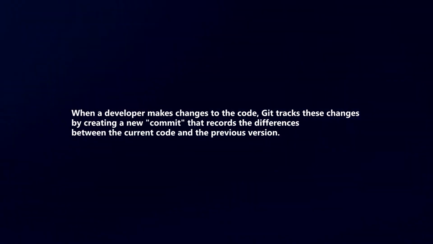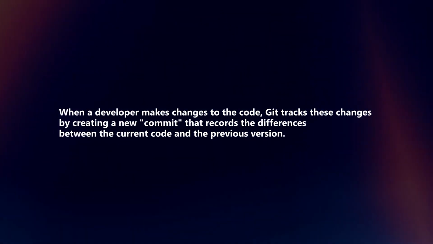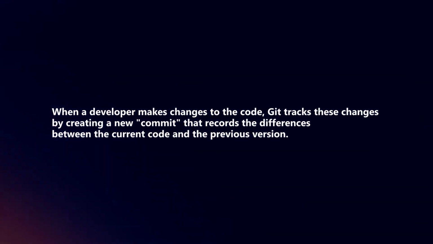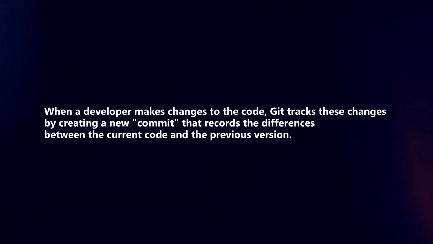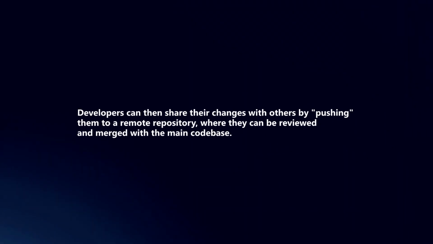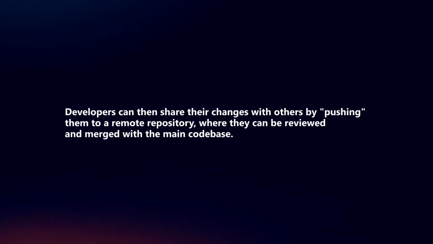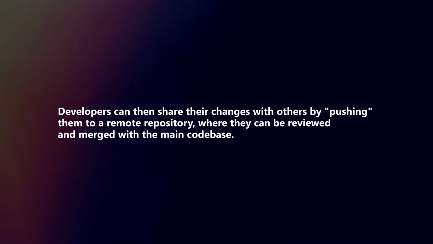When a developer makes changes to the code, Git tracks these changes by creating a new commit that records the differences between the current code and the previous version. Developers can then share their changes with others by pushing them to a remote repository, where they can be reviewed and merged with the main code base.